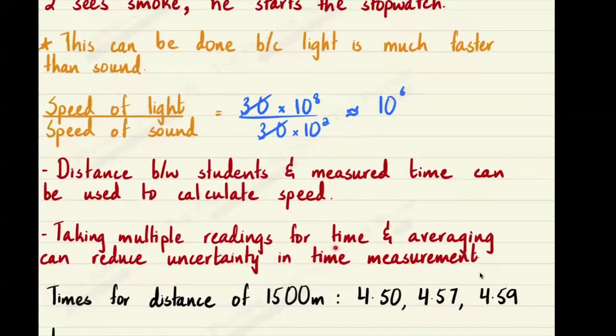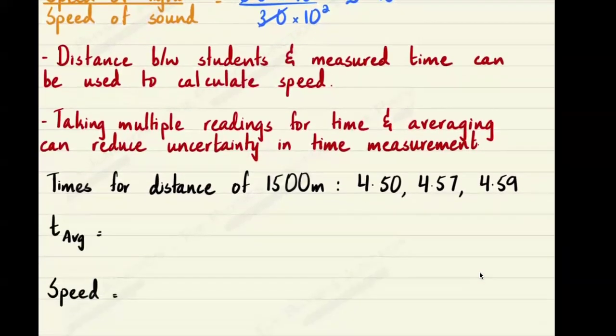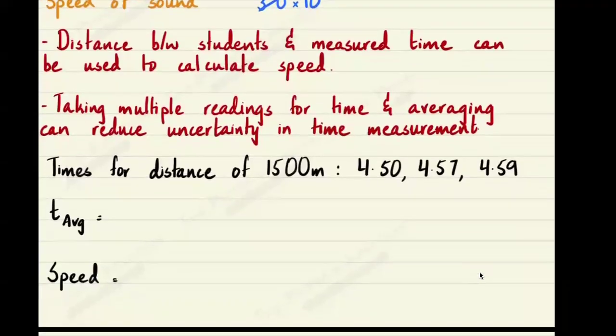By taking multiple readings for the time and then averaging, this would reduce uncertainty in time measurement, because we know that there's human reaction involved here, as student 2 is controlling the stopwatch himself. So for example, if we have to find the average time here, this is what a possible ATP question could look like. Maybe you go through the past papers and find one exactly like this. There are three readings, adding all of them and dividing by 3 gives us the average value.